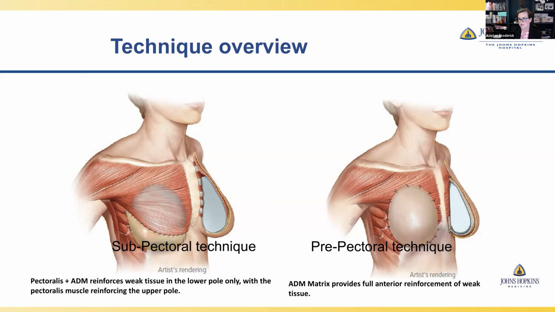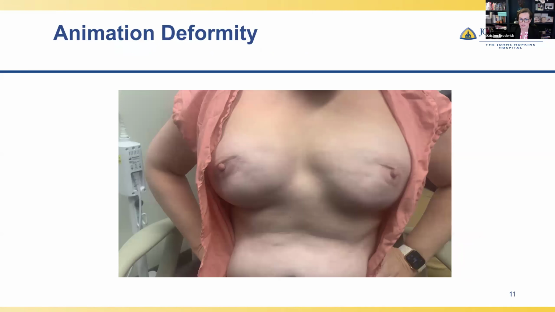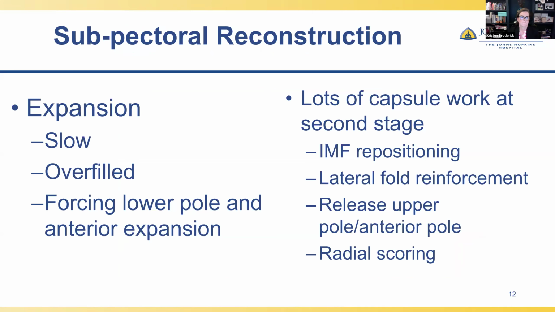But the advent and the use of surgical meshes has actually helped us a lot in innovating and changing how we do reconstruction. And now we've gotten pretty good at doing what we call the pre-pectoral technique, where you go above the pectoralis muscle and you don't have to lift the muscle up, which has given us some advantages. So like this patient, for example, who is no longer going to need to have her animation deformity.